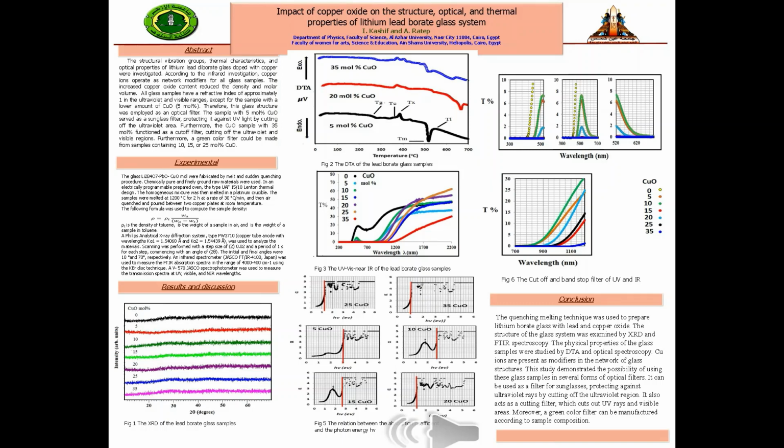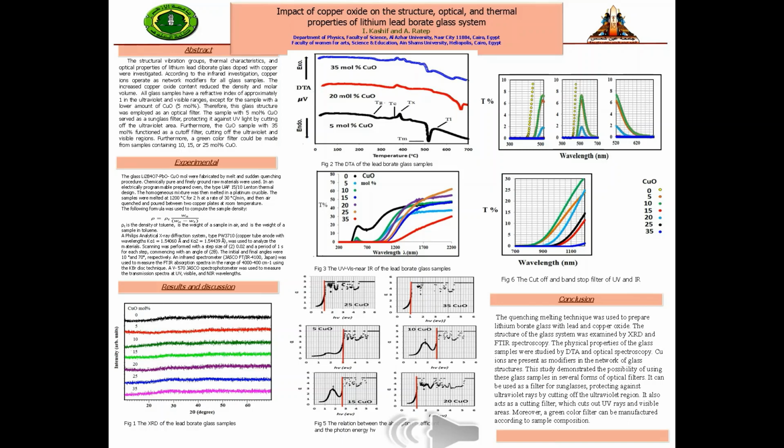Figure 3 can be explained more clearly in figure 6. But now we can use the optical measurement to determine the optical band gap from the absorption coefficient, and we found that the optical band gap decreases with increasing copper concentration. This is in accordance with the density and the molar volume, which explains the increase of bridging oxygen. Other parameters like the number of copper ions, polaron radius, and the distance between copper ions were calculated from the density.